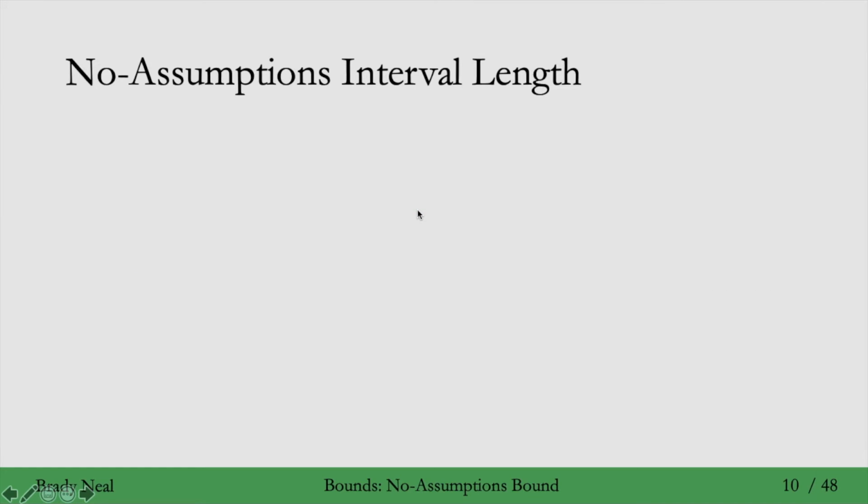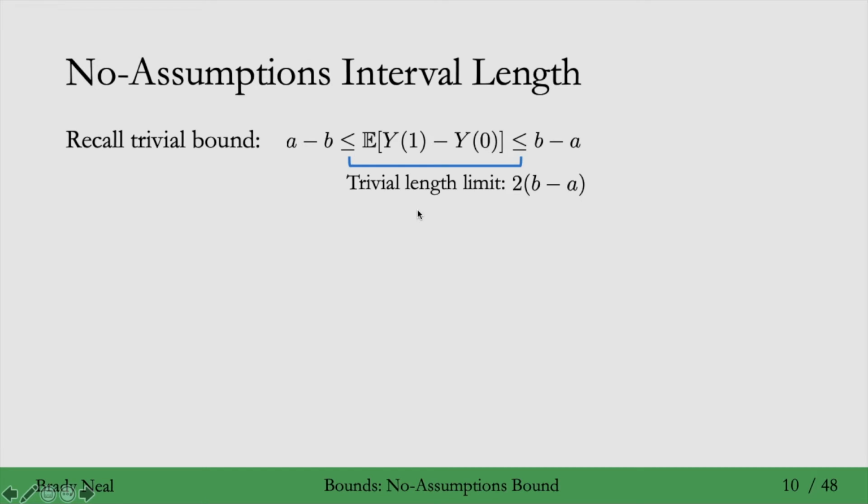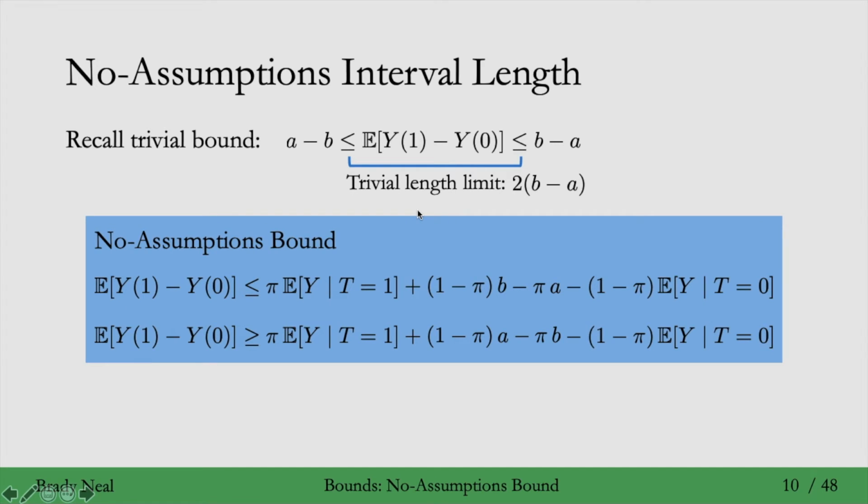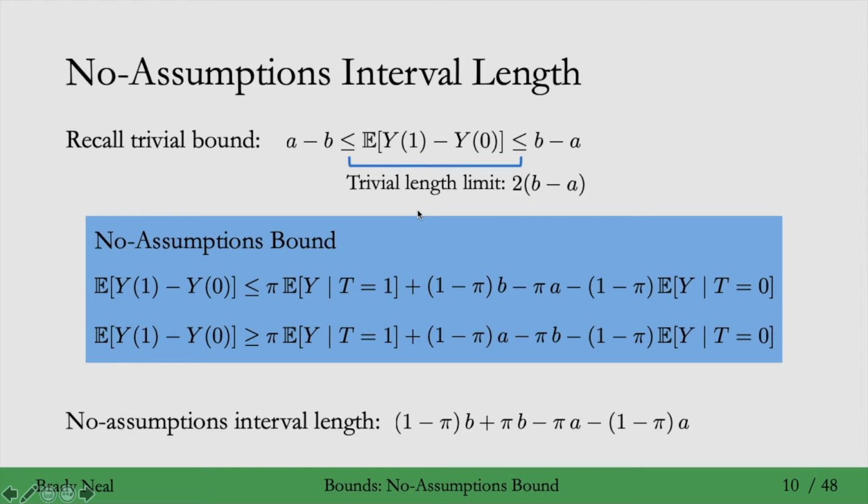How big of an interval does this upper and lower bound give us? First, for comparison, recall the trivial interval that we got earlier in the lecture. The ATE must be between b minus a and a minus b, which gives us a trivial interval length of 2 times b minus a. And now here's the no assumptions bound from last slide. By just taking the upper bound and then subtracting the lower bound, we get this for the interval length.